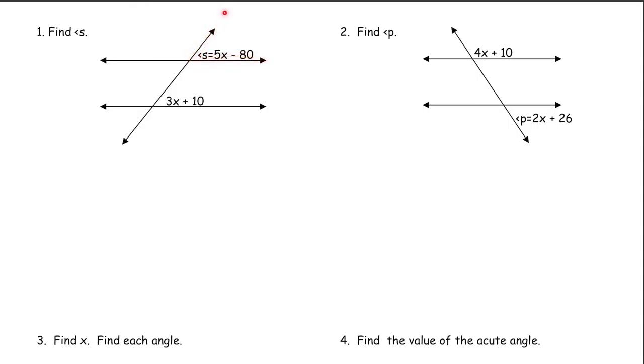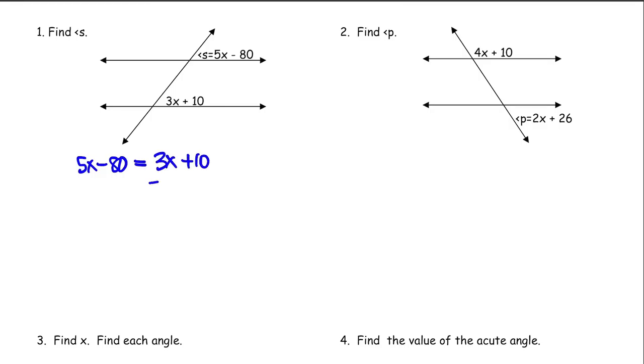I need to recognize this shape. What shape is this? Hopefully you guys recognize that as acute. So look at the other angle that's given to you. What shape is that? Also acute. So since both of these angles are acute, they must be equal when I'm talking about two parallel lines cut by a transversal. So I've got 5x minus 80 equals 3x plus 10.